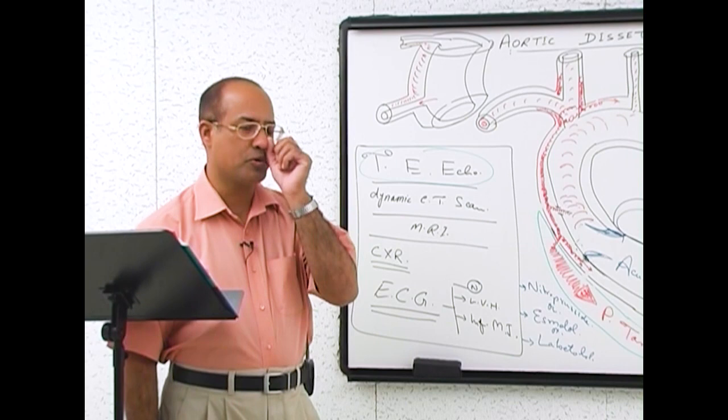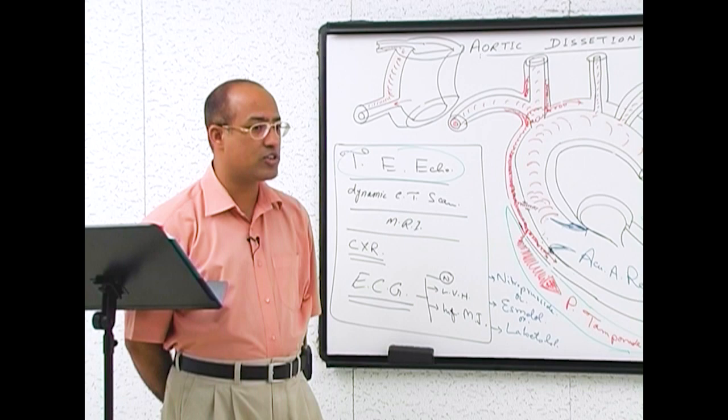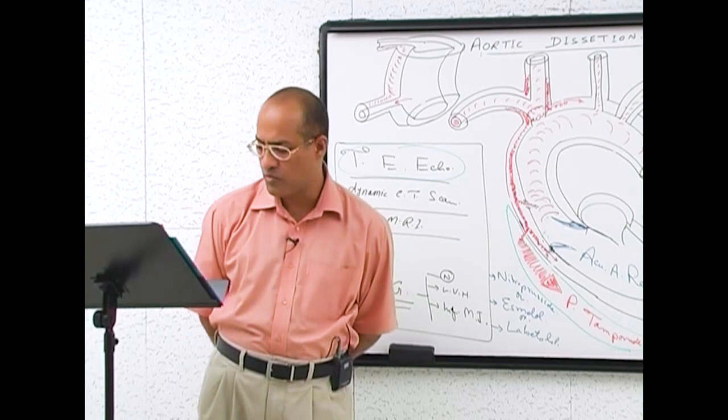And with that, of course, you have to seek expert help, and repair of the dissection would be planned. But again, all patients with type A dissections should undergo emergency aortic valve and wall repair. Is that right? Surgical repair has to be done.